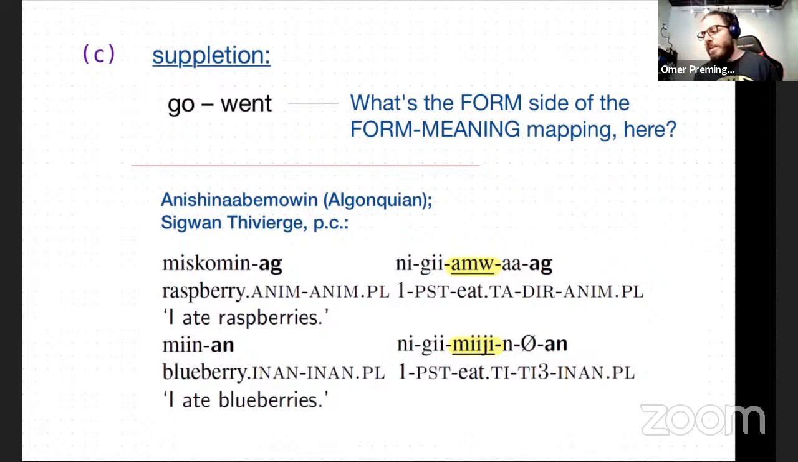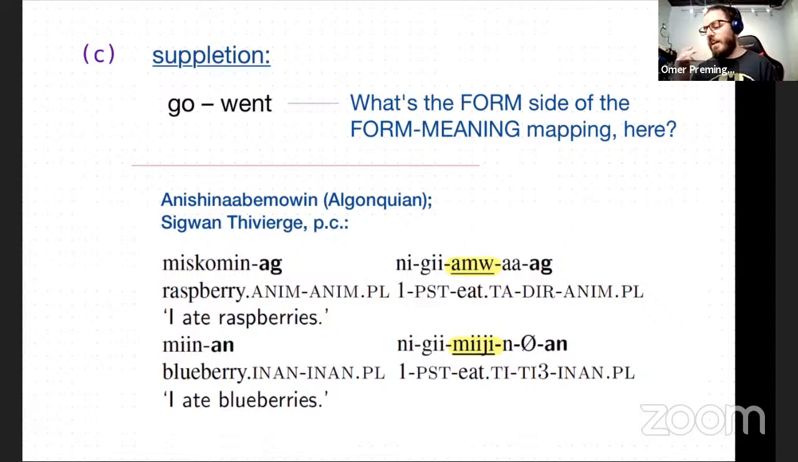Further problems are raised by suppletion. So here's our friend Go Went again. If words are the individual units of form meaning mapping, Humboldt's finite means, what are we supposed to put on the form side of the Go Went entry? There is this claim in the literature that things like this are restricted. So suppletion is restricted to the functional vocabulary of the language on the thought that go is such a semantically bleached verb that it's almost a functional item at this point. Turns out that that claim does not stand up to cross-linguistic scrutiny.